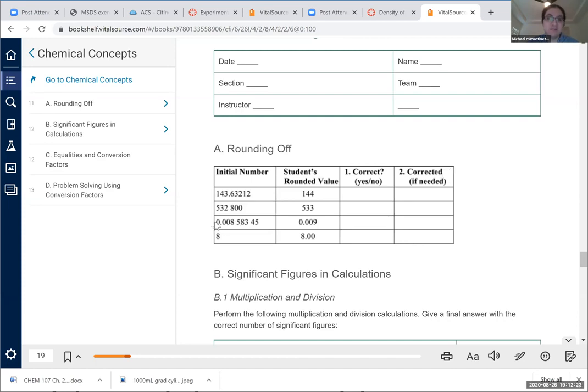So you're essentially reading the student's work, determining whether or not this student response is correct, and then if it's incorrect, you write the correct response in space 2. Does that answer your question?